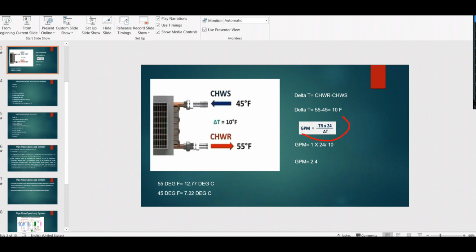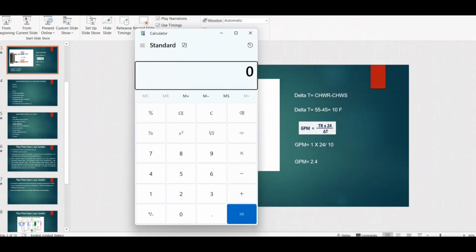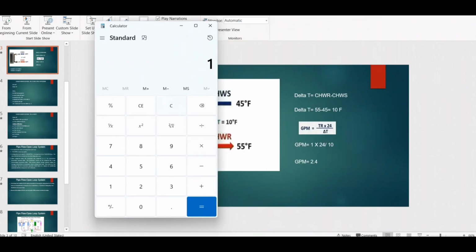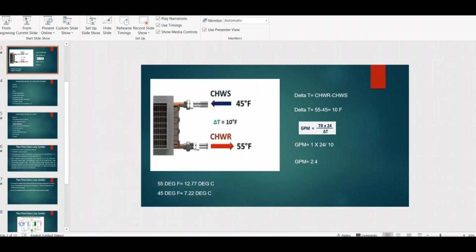The same formula we will use: GPM is equal to tons of refrigeration times 24 divided by delta T. So here in the delta T, instead of 10 degrees Fahrenheit, you will use 16 degrees Fahrenheit. I just showed you the delta T for Qatar and UAE, so there you will use the delta T of 16 degrees Fahrenheit. So what will the changes be? Same, 1 ton of refrigeration times 24 divided by, in the example, 16 degrees Fahrenheit. If you apply that, we need to consider 1.5 GPM instead of 1 ton equal to 2.4 GPM for the district cooling system based on the different countries.